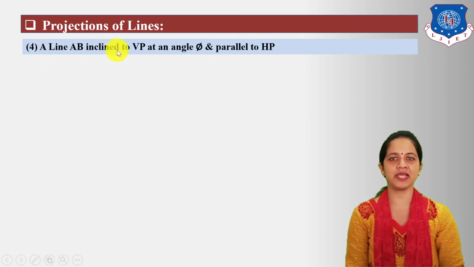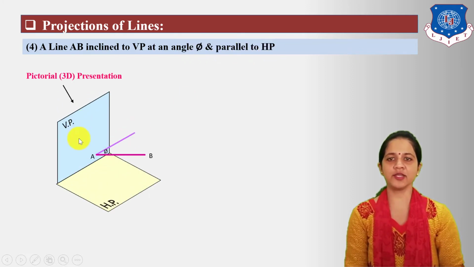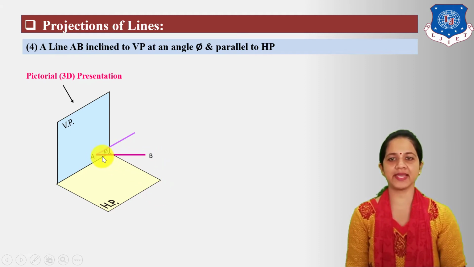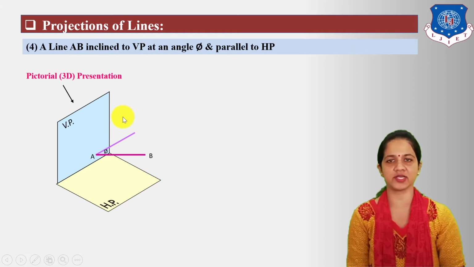A line AB inclined to VP at an angle phi and parallel to HP. Here you can see the pictorial or 3D presentation of given line AB, which is inclined to VP at an angle phi and parallel to HP. Next, take projection of this line from front and top direction. In this case, the true length of this line we can see from the top direction.